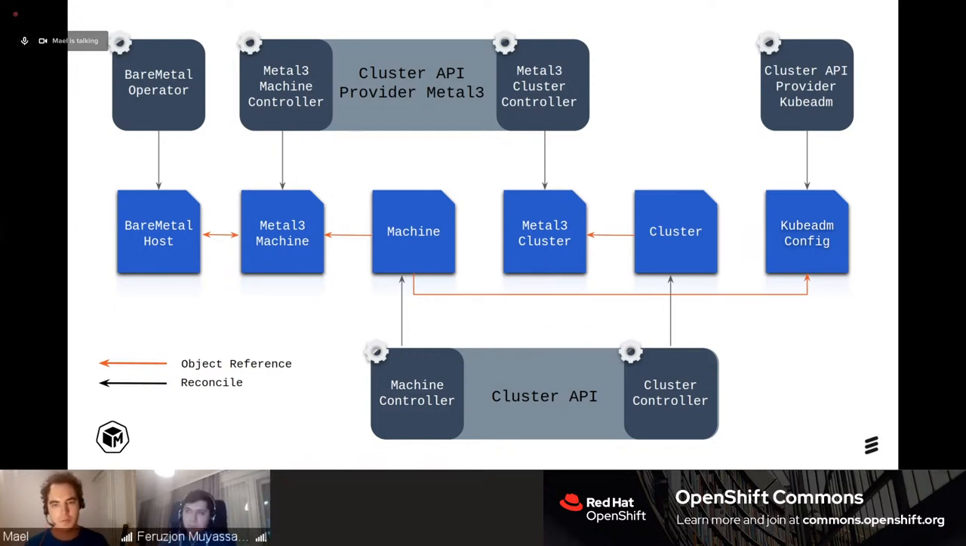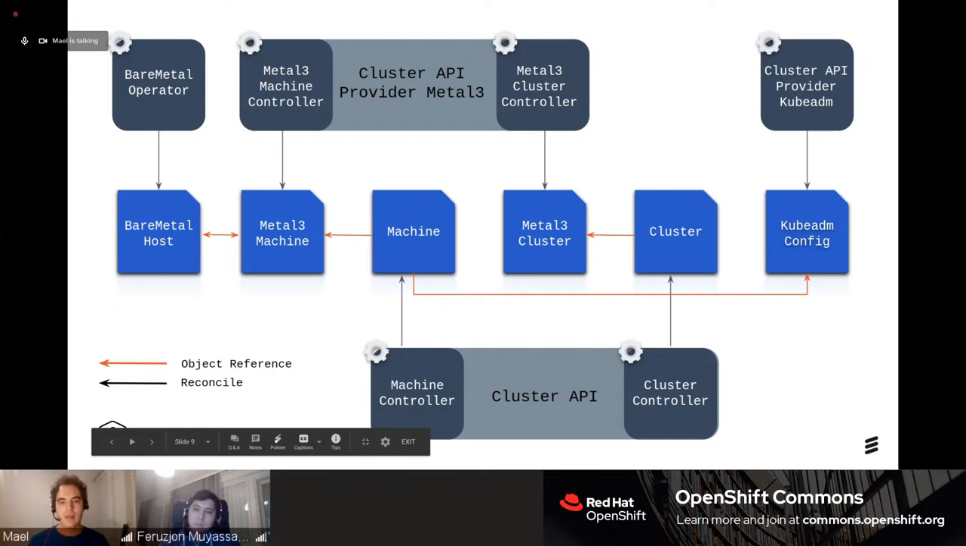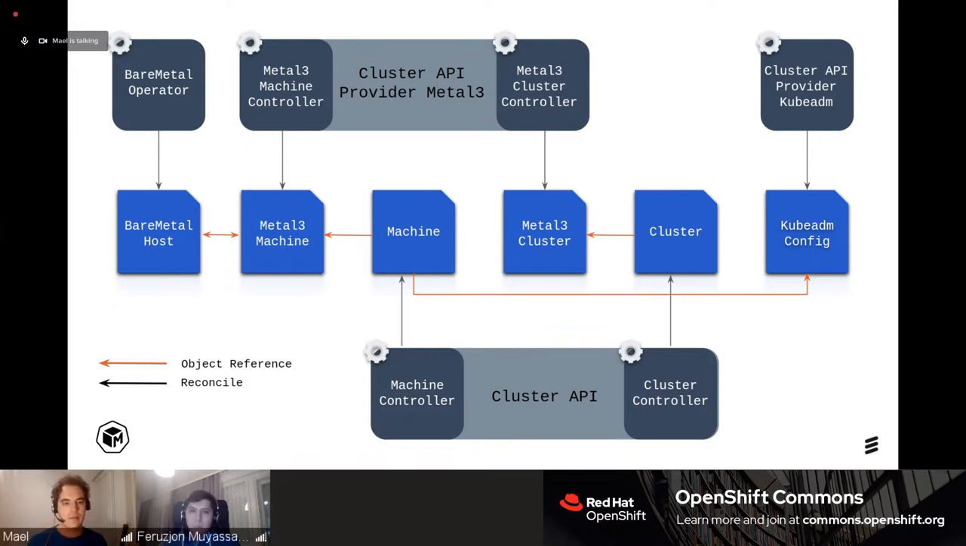For example, the cluster points to the Metal³ cluster, telling cluster API how to actually deploy that cluster with the infrastructure provider. And the machine points to the Metal³ machine, telling exactly how to deploy that Kubernetes node. In addition, as Feru said, there's the bare metal host that is referenced directly from the Metal³ machine to say that you want to deploy this Kubernetes node on this specific hardware. The different controllers are represented in this picture, and they interact each with their own objects, and there's usually a dedicated controller for each of the objects. The controller might be editing some other objects as needed to fulfill its role. So that is the high level view of the different CRDs that we have in the Metal³ project.